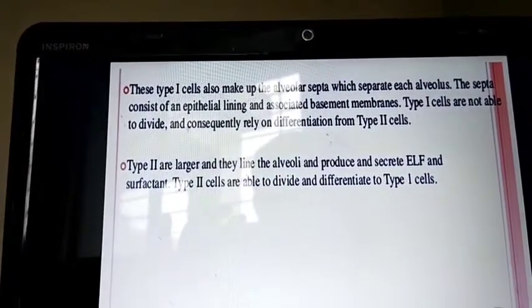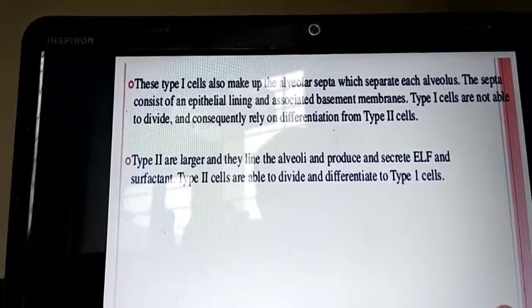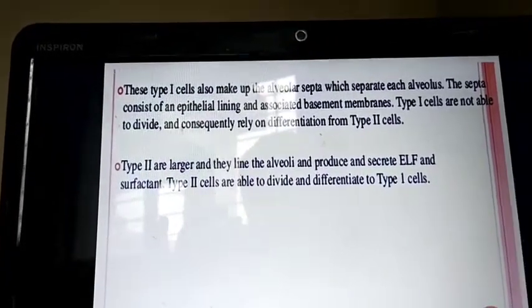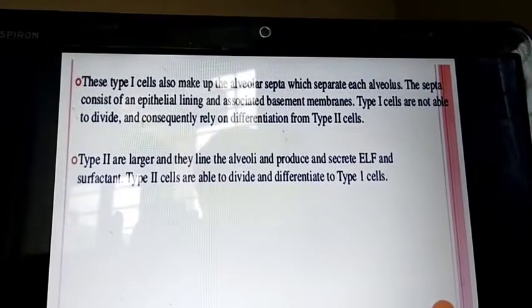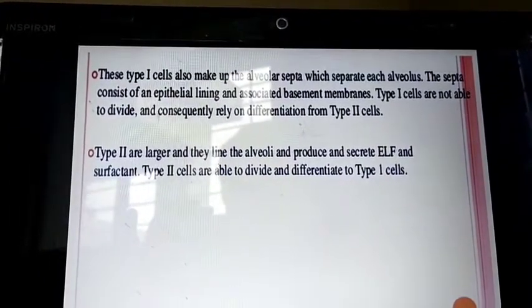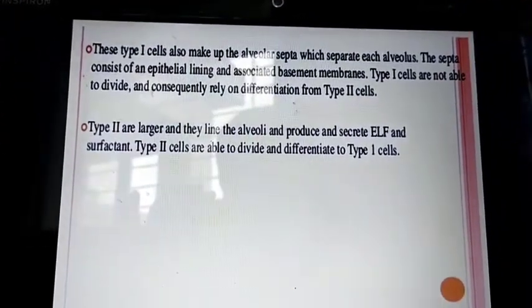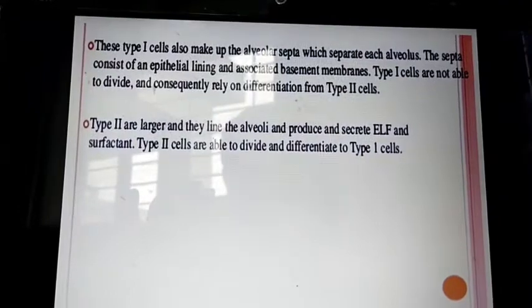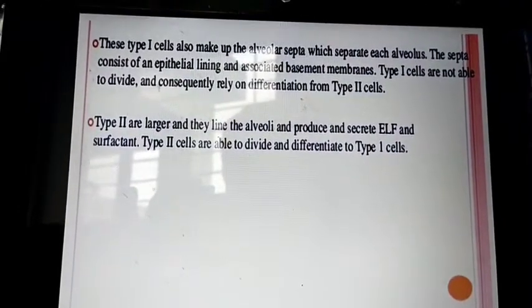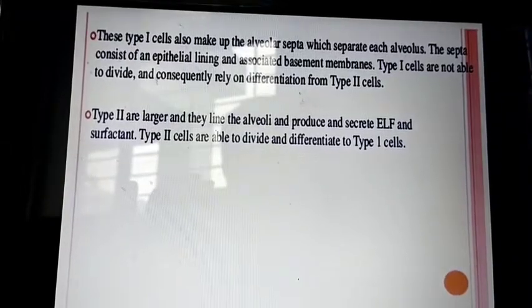Type 1 cells are not able to divide and are rarely differentiated from the type 2 cells. And type 2 cells are larger, they line the alveoli and secrete ELF and surfactant. The type 2 cells are able to divide and differentiate into type 1 and type 2.